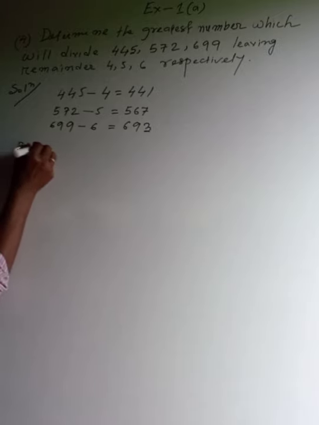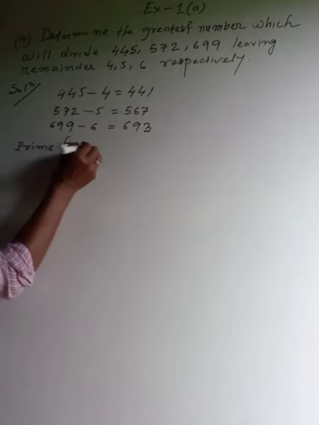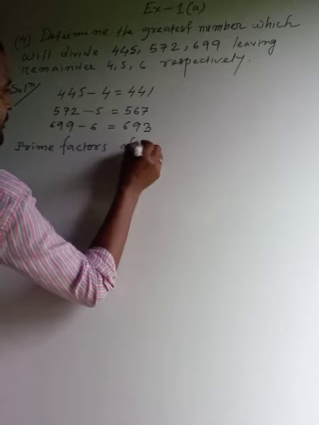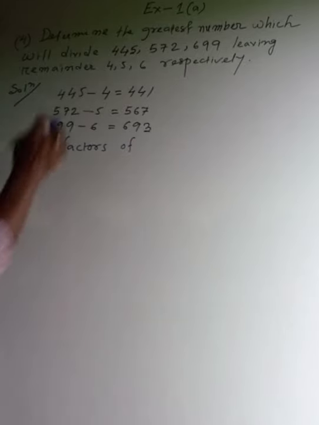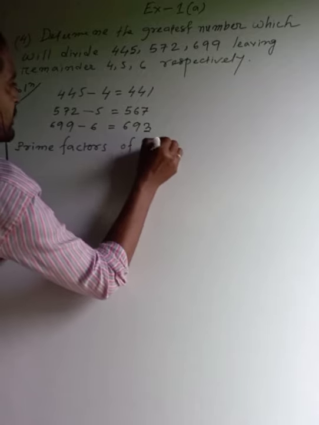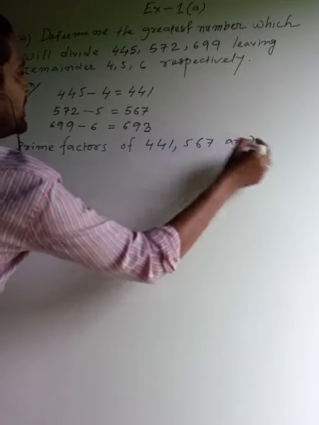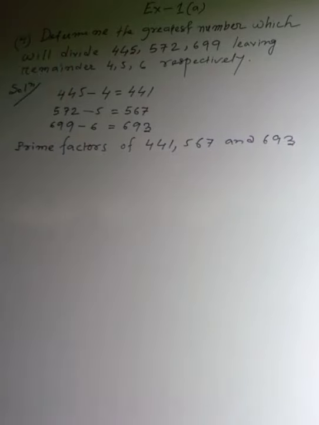So you can write the prime factors of the numbers: the first number 441, comma, 567, and another number 693. The first number is 441. Take the HCF.